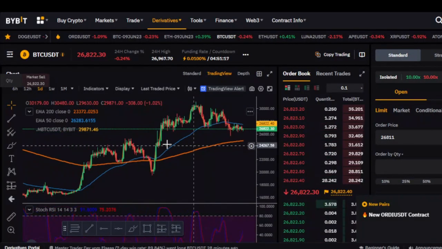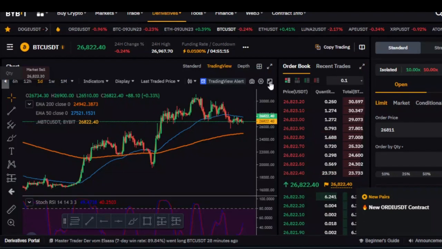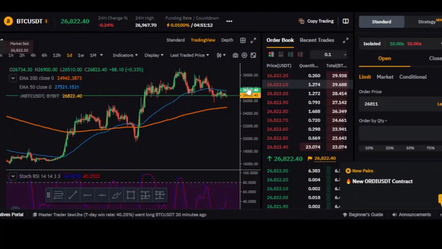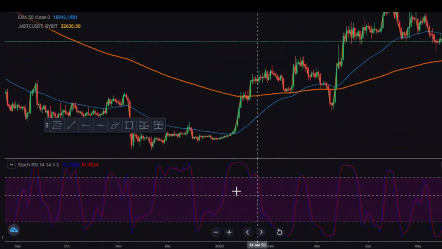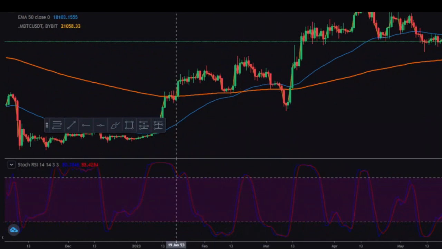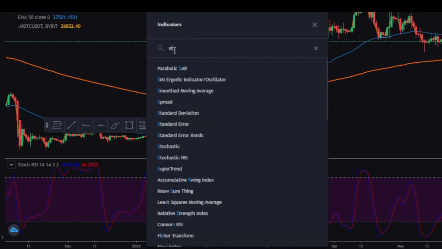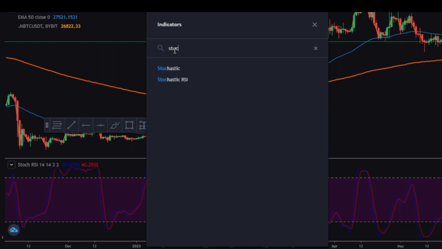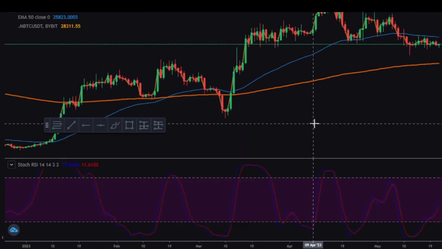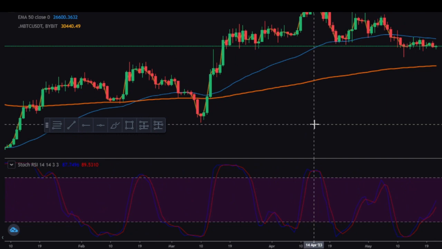Okay, the same thing I've shown you, you can see all of those charts on the BYBIT exchange. I equally use, this is the stochastic RSI, as you can see here. Just go to indicator on the BYBIT exchange, and then you type stochastic RSI. Now, if you only have access to phone, you will not be able to get access to the stochastic RSI.